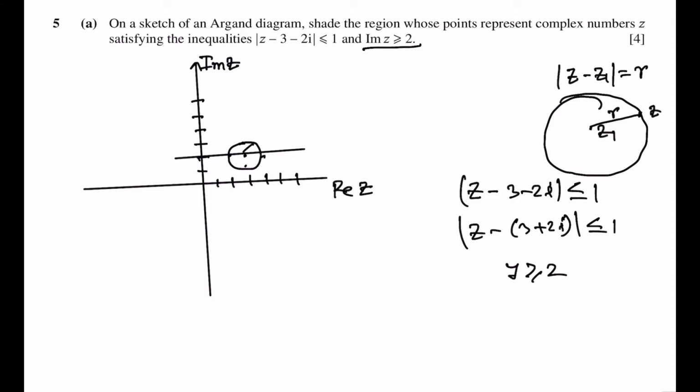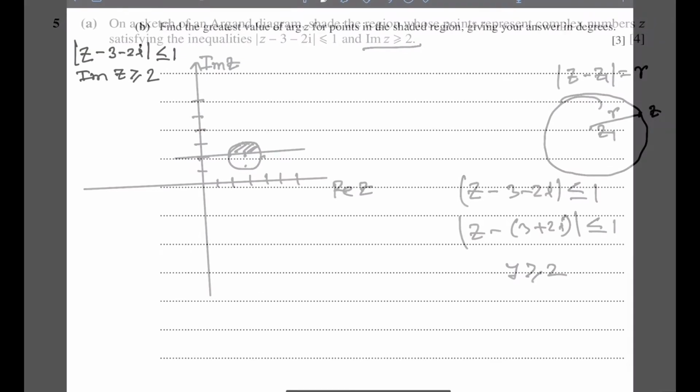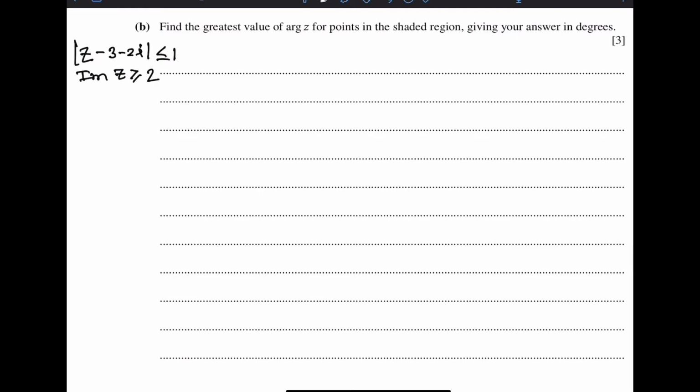So we will shade this part. Find the greatest value of arg z for the points in the shaded region, giving your answers in degrees. So let me draw the diagram again for better understanding.